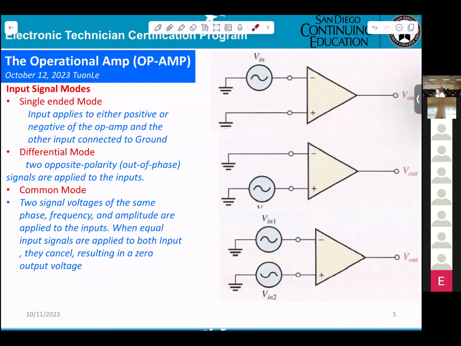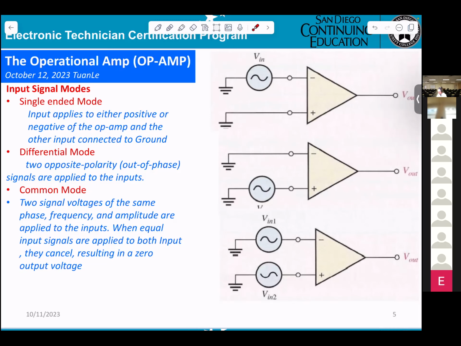Differential mode: two opposite polarity, out-of-phase signals are applied to the inputs. So now they want to apply both inputs. However, make sure you understand the inputs have to be opposite. Positive, negative, negative, positive. Okay? Common mode.